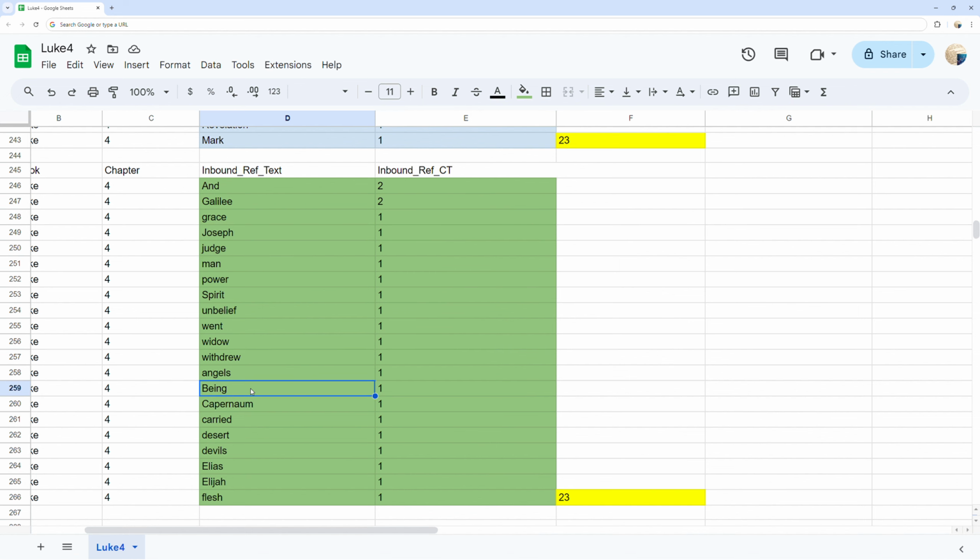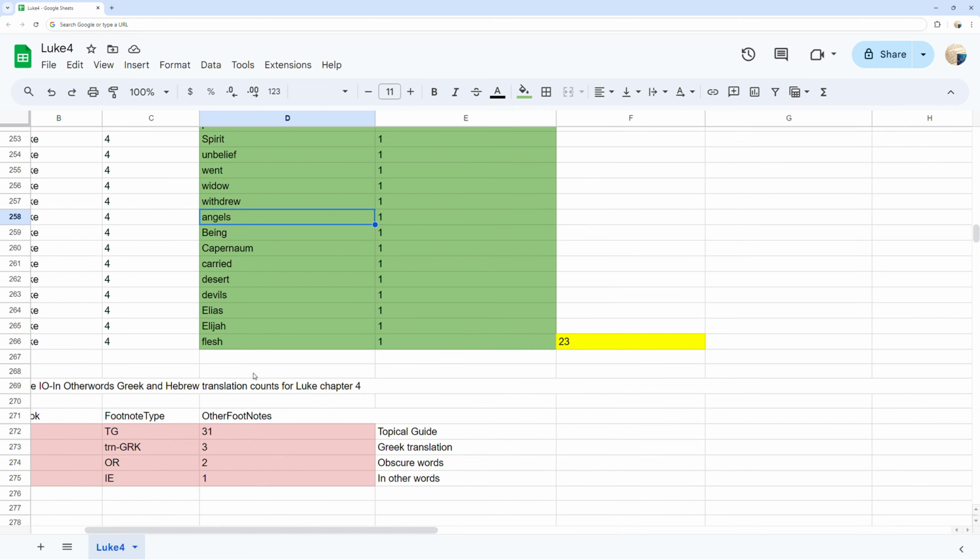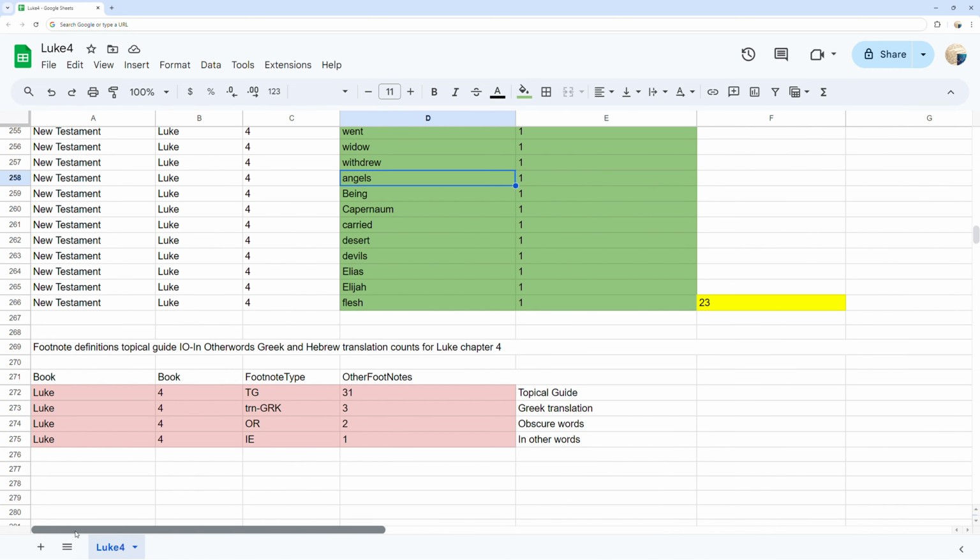Footnote definitions counts. You can see in red the footnote type and counts of topical guide with 31 counts as well as Greek translation at 3, also obscure words with 2 and in other words with 1 count found in Luke chapter 4.